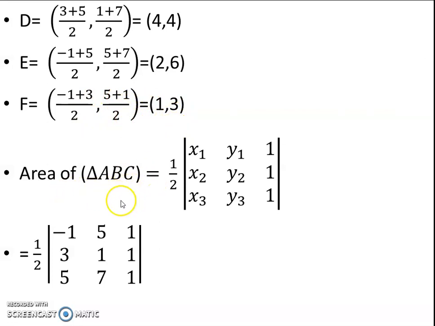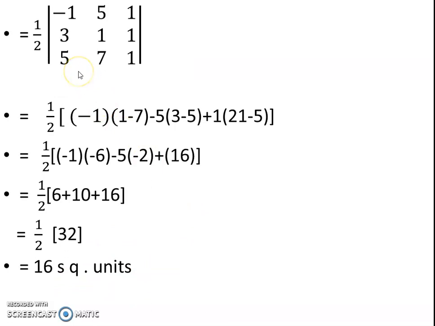Now we must highlight the area of triangle ABC. Obviously, the determinant has rows x1, x2, x3, y1, y2, y3, 1, 1, 1. So we put the values from the given figure: minus 1, 3, 5, 5, 1, 7, 1, 1, 1. We use the concept of evaluating a 3 by 3 order determinant. We keep the first row, skip the first column, so minus 1 is the element in the first row and first column.